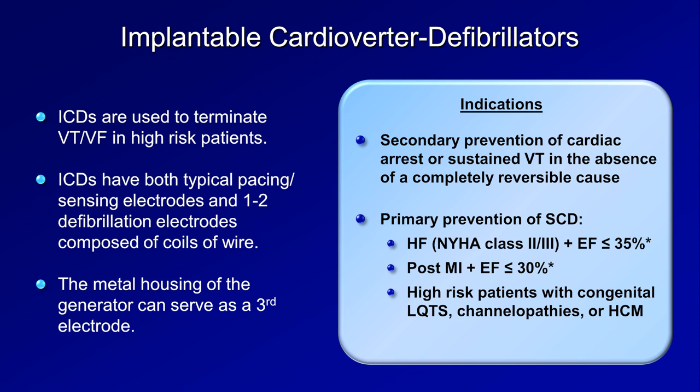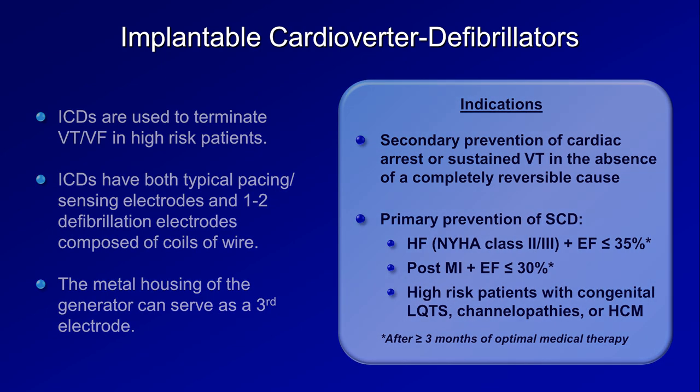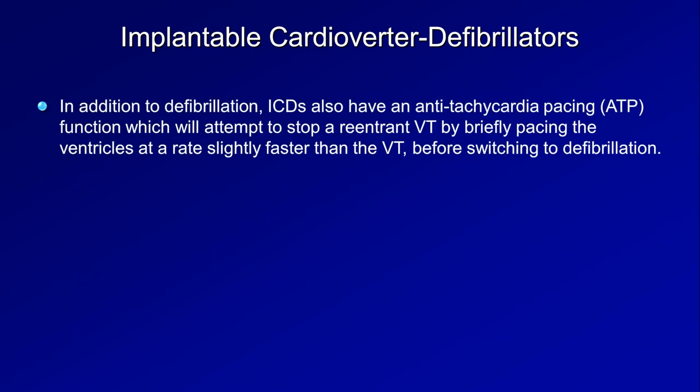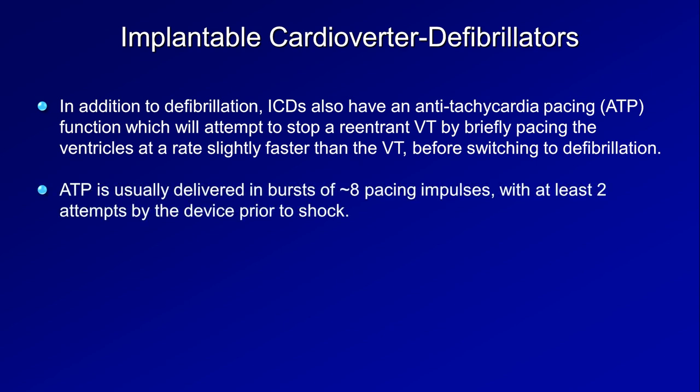For those who are having the ICD placed due to heart failure or being post-MI with low EF, they must be reevaluated after 3 months of optimal medical therapy before implantation. In addition to defibrillation, ICDs also have an anti-tachycardia pacing, or ATP, function, which will attempt to stop a reentrant VT by briefly pacing the ventricles at a rate faster than the VT before switching to defibrillation. ATP is usually delivered in bursts of about 8 pacing impulses with at least 2 attempts by the device prior to shock. Here's an example of what that might look like.